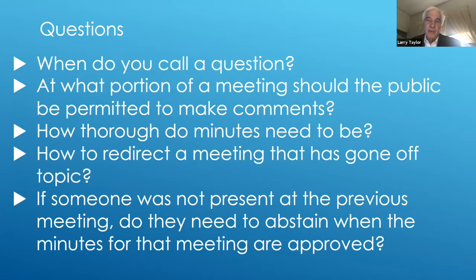If points of order are made, you typically record those. And if you have logic given by the presiding officer on their rulings, then that should be recorded. But basically, it should just be the motions, and specifically, if the motions are amended, what the amended motion was that was passed.